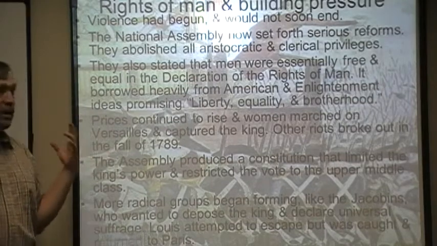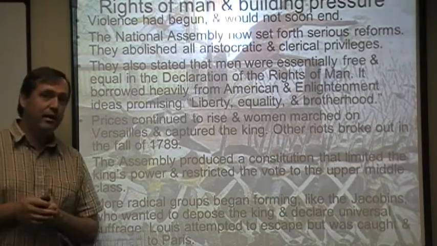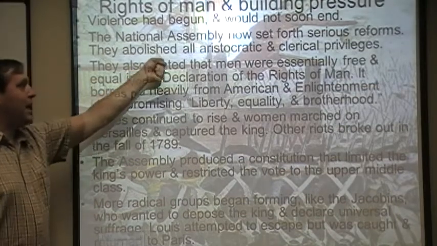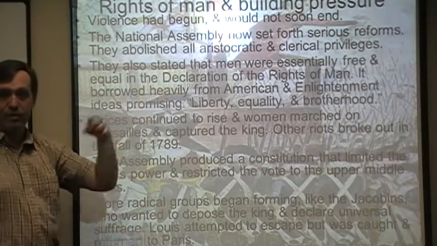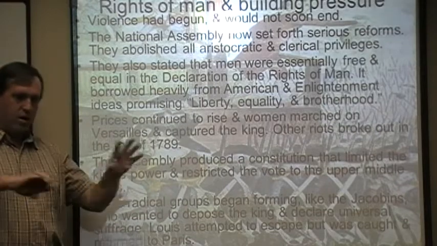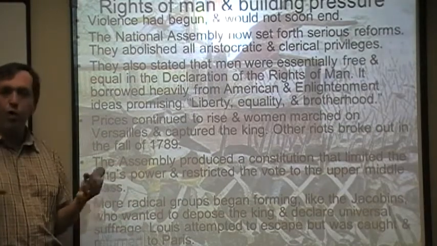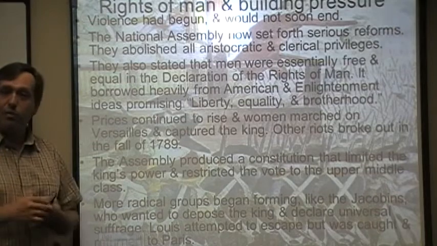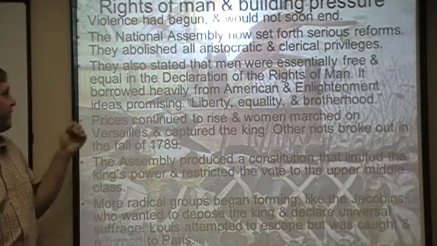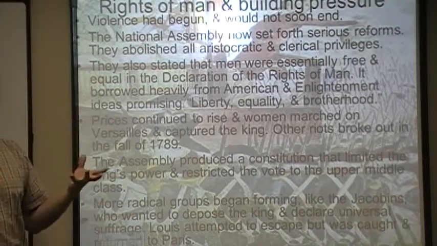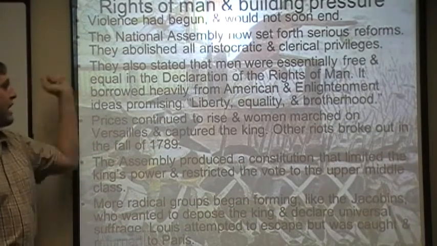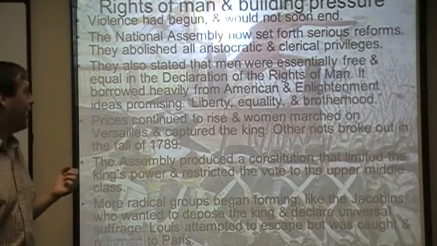The National Assembly now, though, feels like it has the ability to do some serious reform that they feel is necessary. They abolished all aristocratic and clerical privileges. You and I today, we might refer to this as equality before the law, meaning that all citizens, regardless of to whom you were born, you're all equal. You're all equal before the law. Nobody gets any special breaks from the government. They also stated that men were essentially free, that one of their fundamental statuses is that they're all free people, and that they are equal in the Declaration of the Rights of Man.